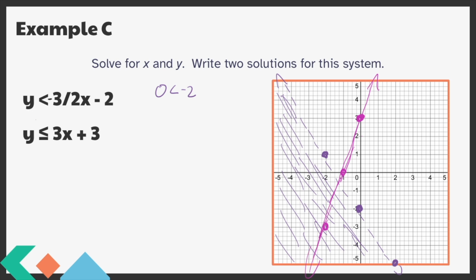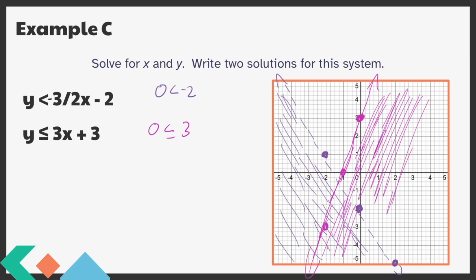All right, so now the question becomes, where do I shade with this one? Again, I'll use 0, 0. This time I end up with 0 is less than or equal to 3, and that is a true statement. So I'm going to be shading the area with the 0, 0 in this particular case. Shade, shade, shade.